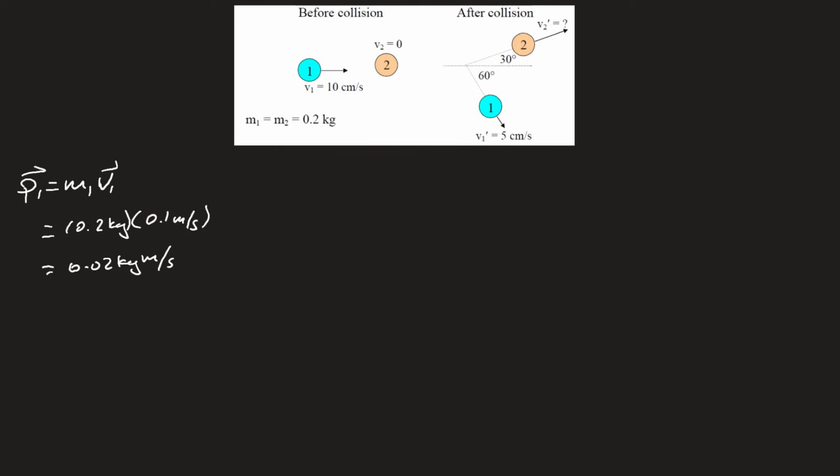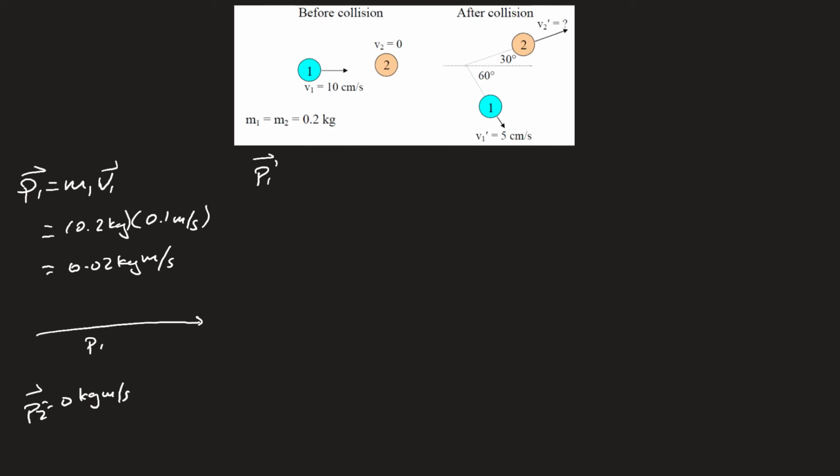So what does that look like in terms of a vector? Well, that would look something just like this, where this is P1. We know P2 is equal to 0 kilogram meters per second. We can also solve for the momentum of P1 prime because we know that value as well.